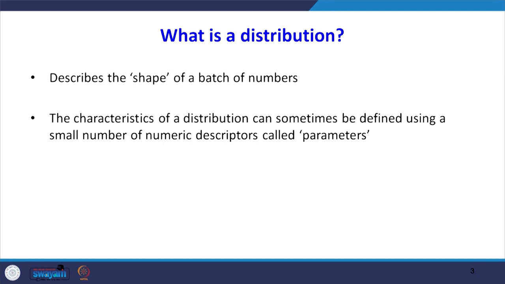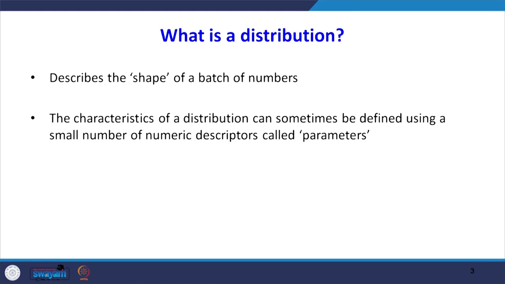So what we are going to cover today is a very interesting topic. We are going to see some empirical distribution and its properties, then discrete distribution. In the discrete distribution we are going to see binomial, Poisson, hypergeometric distributions. In the continuous distribution we are going to see the uniform, exponential, normal distributions.